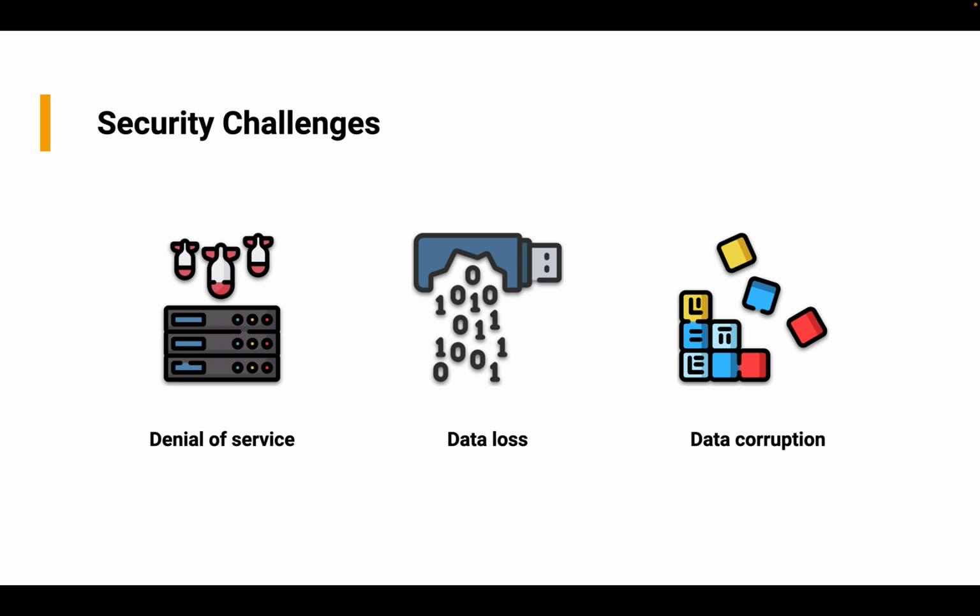The first is denial of service, when a part of the network stops working because of the bombarding of requests that it receives. The second challenge is data loss, that is permanent or temporary loss of data from the network. And finally, data corruption, when a malicious agent comes and lives on the network and corrupts the data.